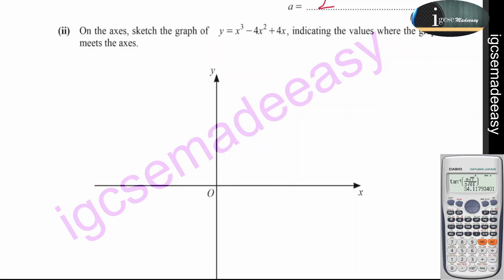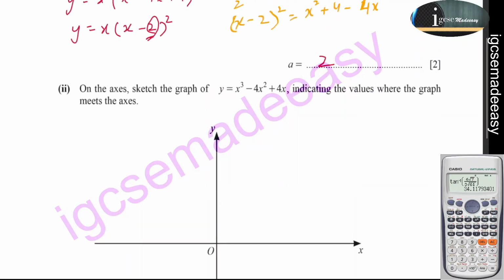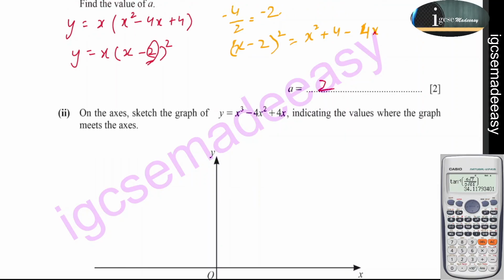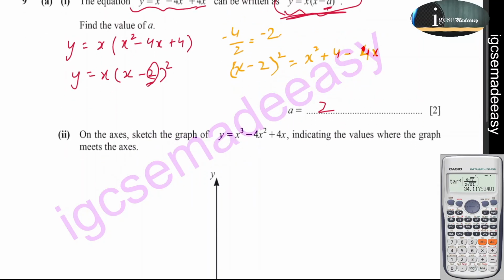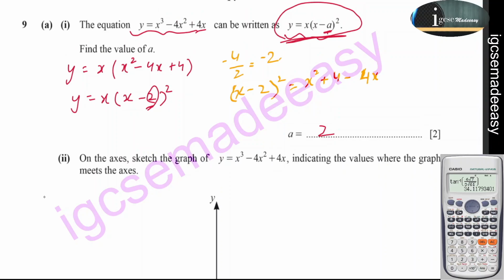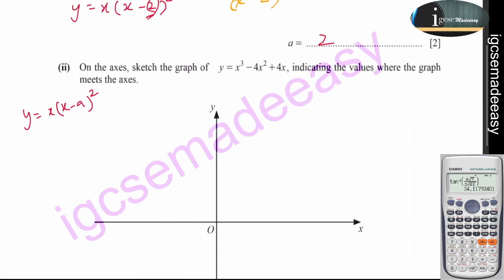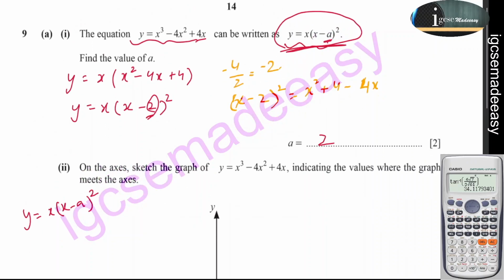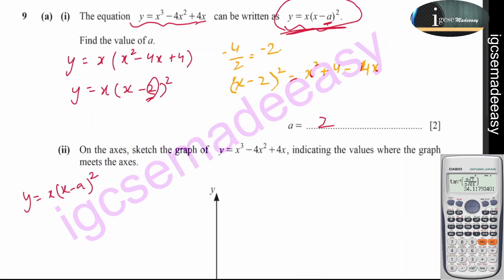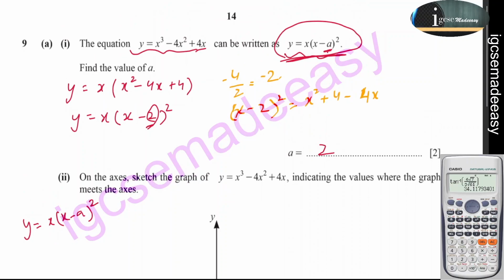Part 2, on the axis sketch the graph y equals to x cube minus 4x square plus 4x. Just now we got this equation, we can also write this equation as y equals to x into x minus a whole square, right?